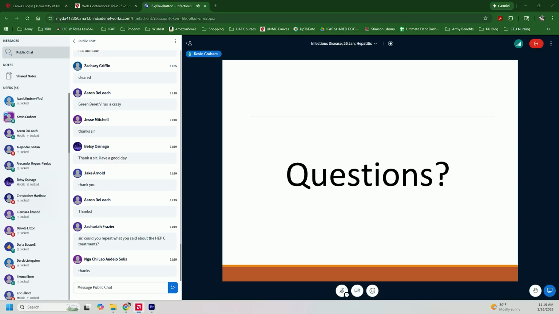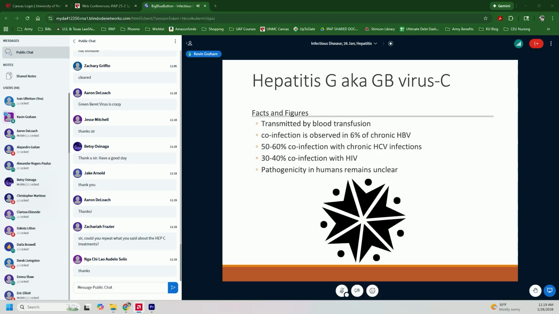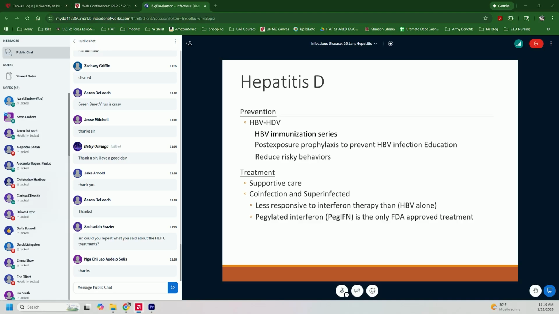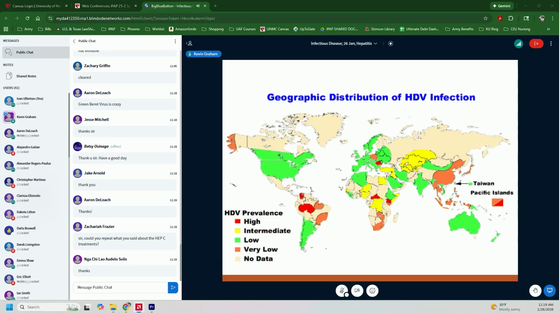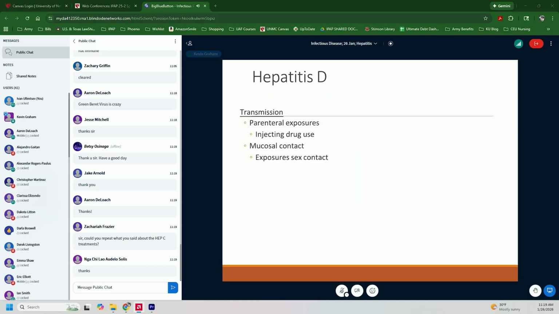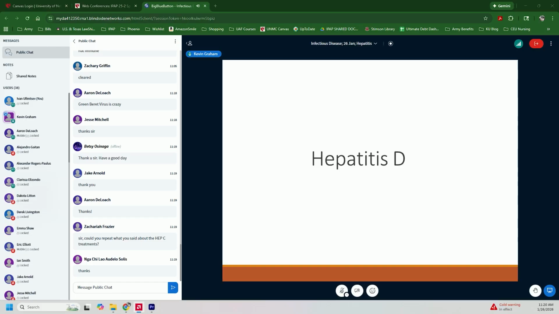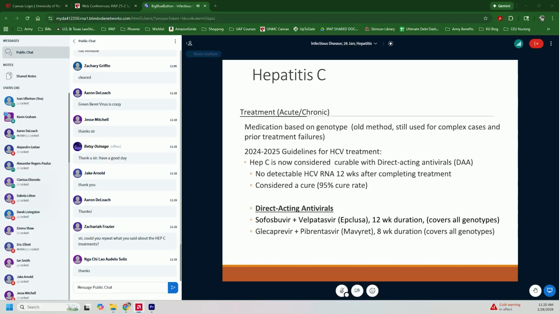Zach, let's just go back to the page here. Zach had a question about hepatitis C treatments. Here it is. I'm not sure what you're asking me to repeat.